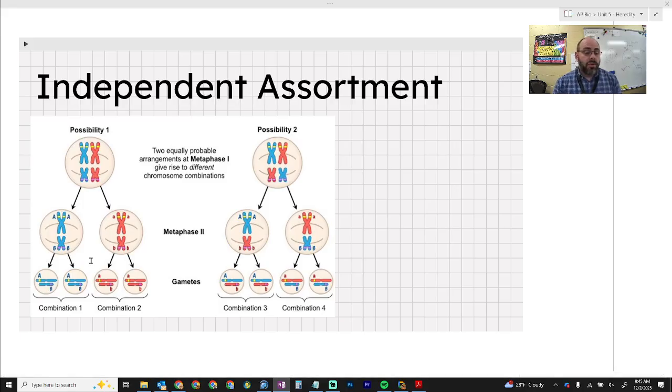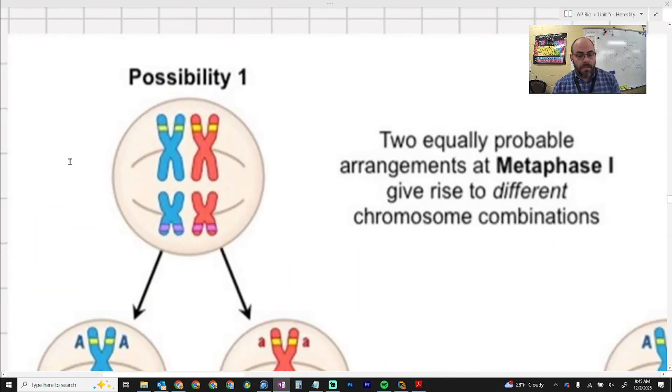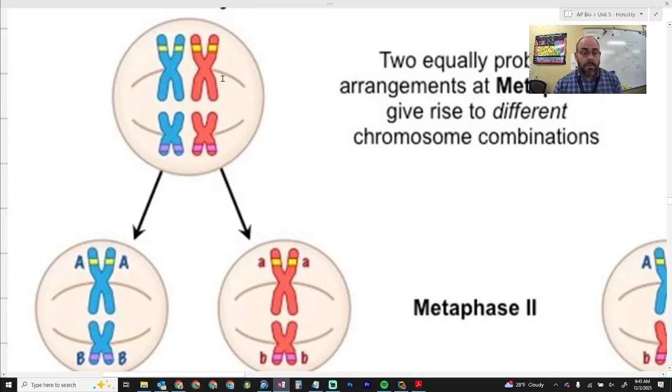And independent assortment has the idea that when there are multiple homologous pairs of chromosomes, those chromosomes assort themselves independent of one another. So we're going to zoom in. Here we have red, blue, and red, blue. We're going to call this big red, big blue, little red, little blue. So in this particular case, big blue goes left and big red goes right. Well, which direction does little blue go?